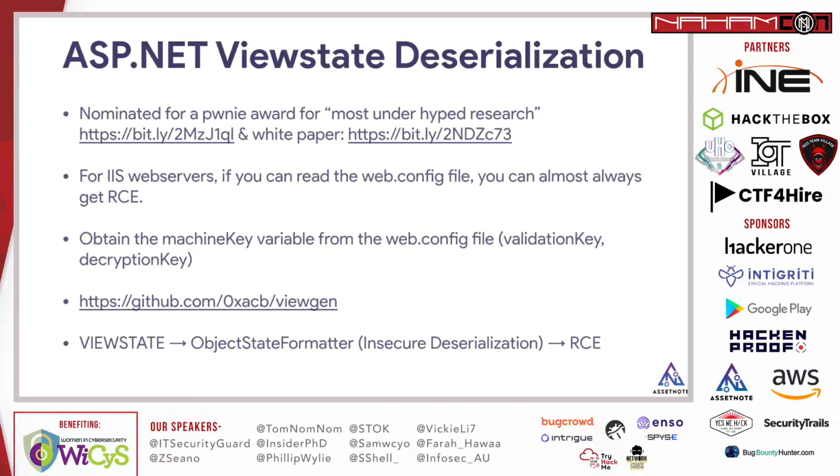And you can see here that, from my experience, it's a very simple process. You grab the machineKey variable from the web.config file, which includes the validation key and the decryption key. Then you can use a tool such as ViewGen, made by Andre, or ysoserial.net, and you can exploit the ViewState parameter so that you can sign an arbitrary ViewState which is malicious, and you can ultimately end up at the sink of ObjectStateFormatter, which is vulnerable to deserialization, and from there you can get RCE.